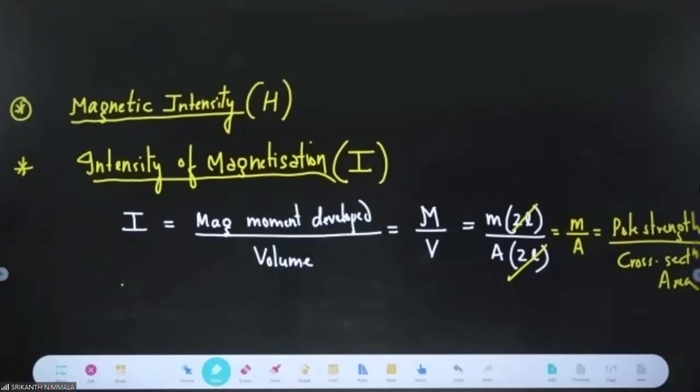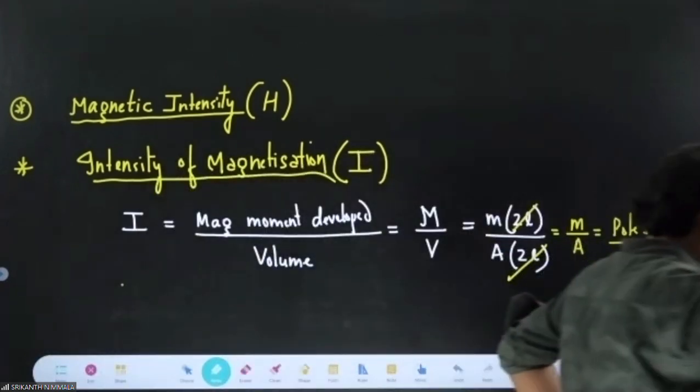I'm giving you time of 10 seconds. Come on, see all these both results, both quantities.